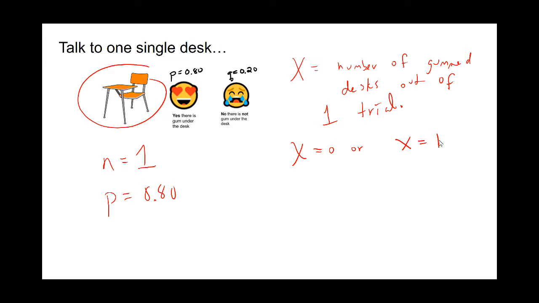What's the probability that x equals 0? Well, we know that that is the probability of failure. So that would have to equal 0.2. And we know the probability that x equals 1 equals the probability of success, which equals 80%.